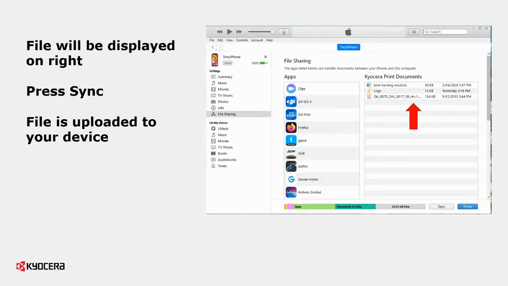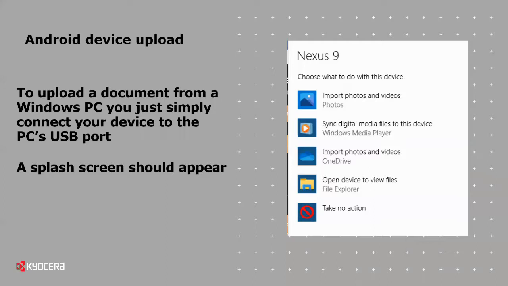Depending on how many apps you have installed on your iOS device, you might have to scroll up or scroll down to find your files on the right side. Once you see your file, press the sync button, and the file is uploaded to your iOS device. And then disconnect your device.